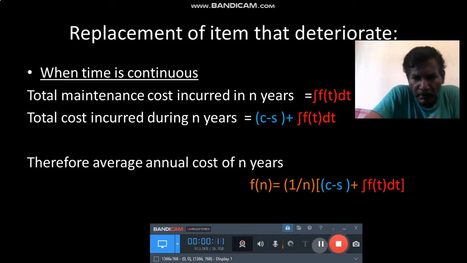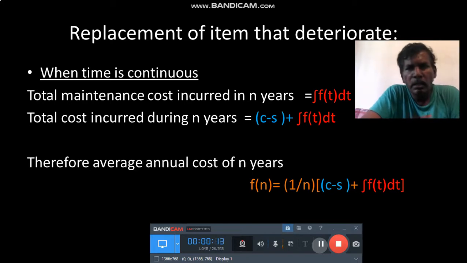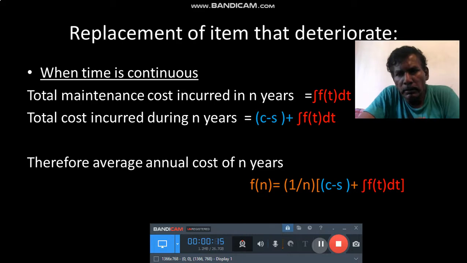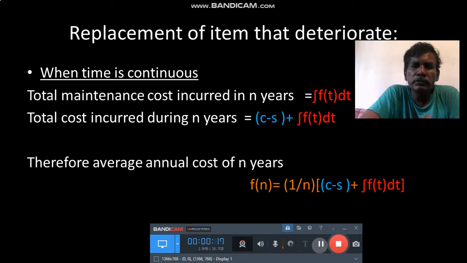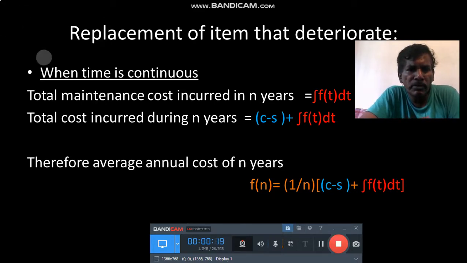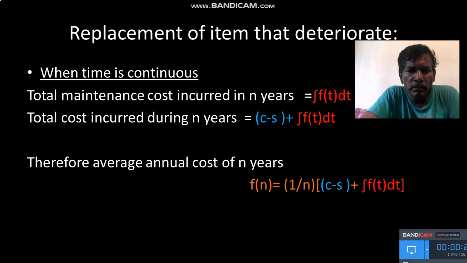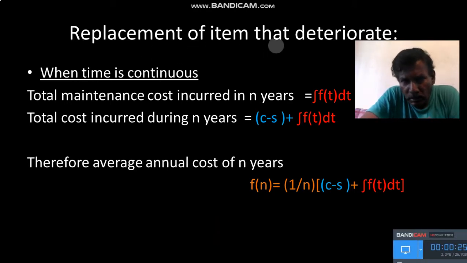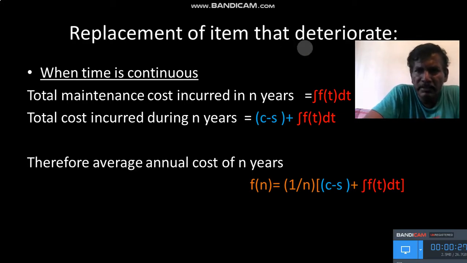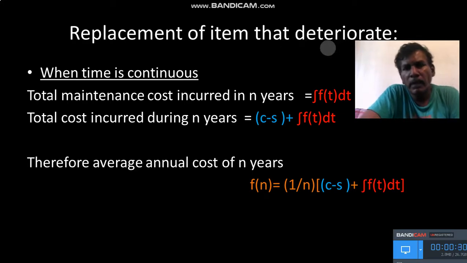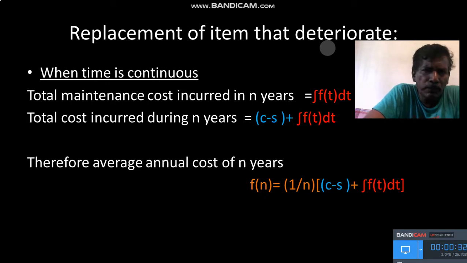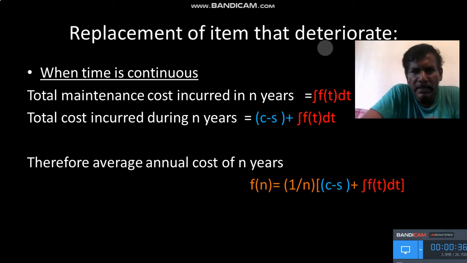Okay, students, I am very happy to present this small piece of work to teach to you. Today we are going to talk about the replacement of items that deteriorate. That means the value of that particular item is going down day by day, or year by year, or week by week. That's called deteriorating.